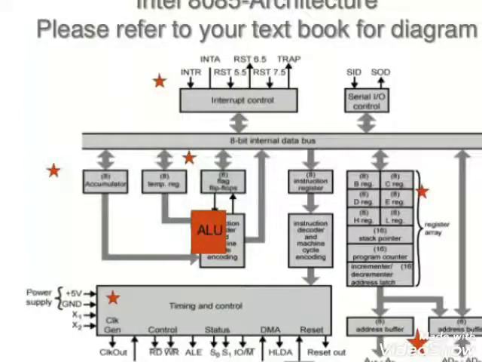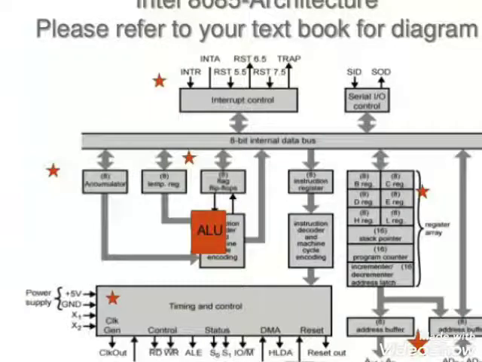Accumulator. One of the inputs to the ALU is from the accumulator. It is also called the A register. It is 8-bit. It is used in arithmetic and logical operations. It always contains one of the operands on which the arithmetic or logical operation has to be performed. After the arithmetic and logical operation, the result is stored into the accumulator.